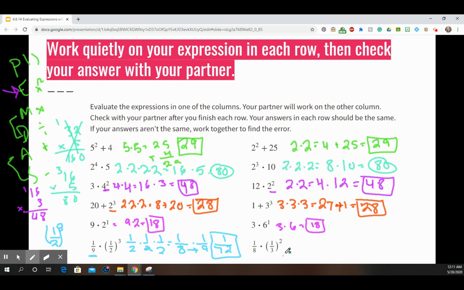Okay. Same thing here. I'm going to evaluate that exponent first. A third times a third. 1 times 1 is 1. 3 times 3 is 9. Then I'm left with 1/9 times 1/8, just like before. And I'll get 1/72. There. Go ahead and pause here and jot down any notes you want to. When you're ready, press play. We'll move on.